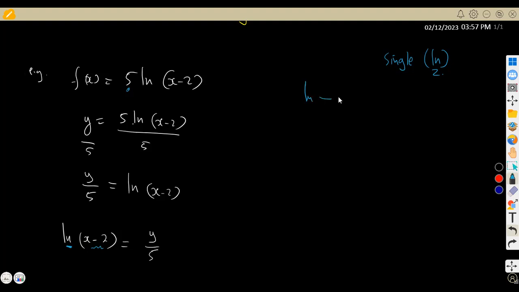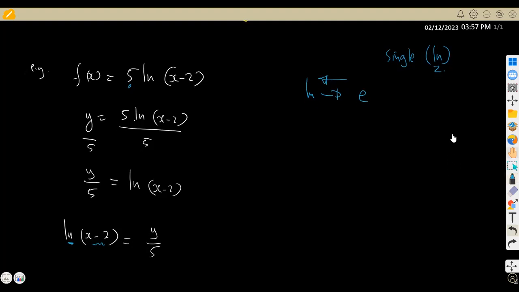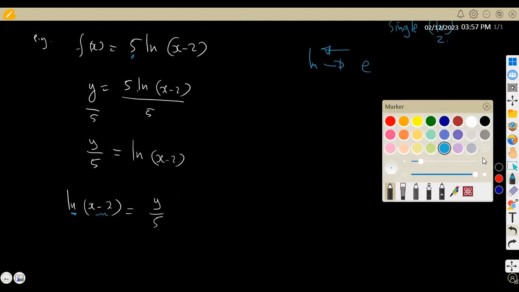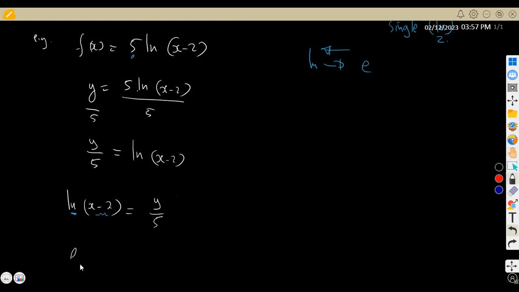It's simply the inverse of what happened. You introduce the exponential both sides. Remember, when we were given exponential, you introduced ln both sides. So this is going to be e to the exponent of. So you introduce e both sides, okay? So this is going to be e to the exponent of ln of x minus 2, which is equal to e to the exponent of y over 5. That's how you introduce the exponents.